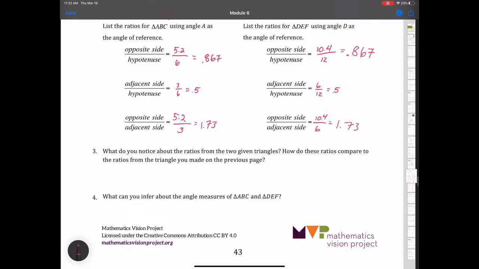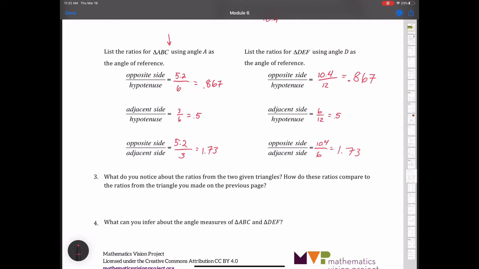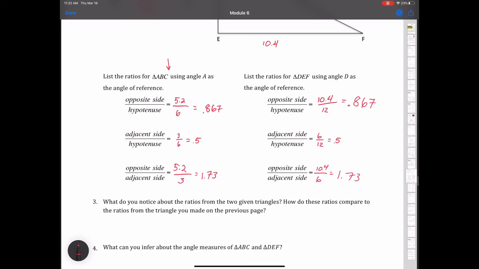What do you notice about the ratios from the two given triangles? Well, first of all, we notice that this is the same as this, this is the same as this, and this is the same as this. So that's one thing we can notice. And how do those ratios compare to the triangle from the previous page that you made on your own? They should be the same as well, and based on my calculations previously, they are the same.